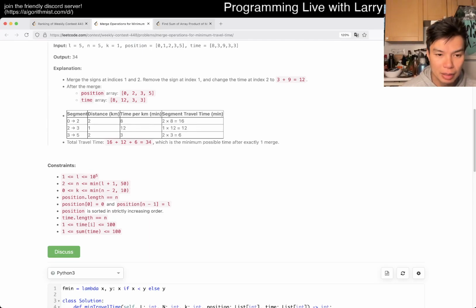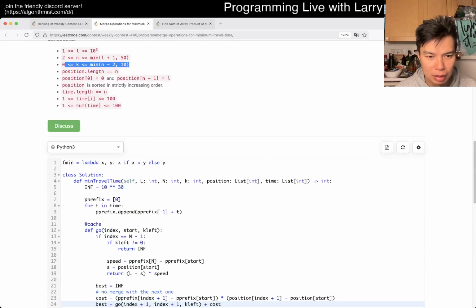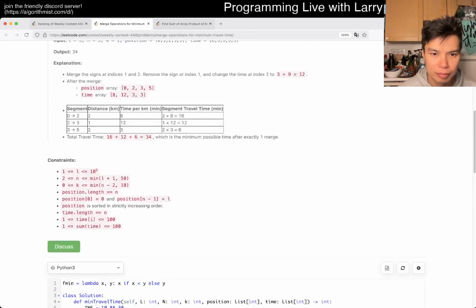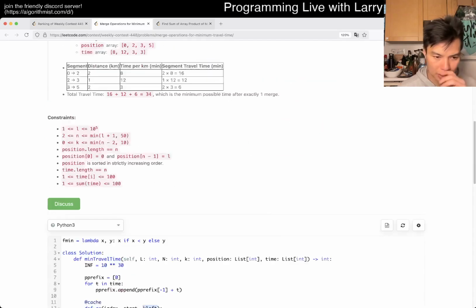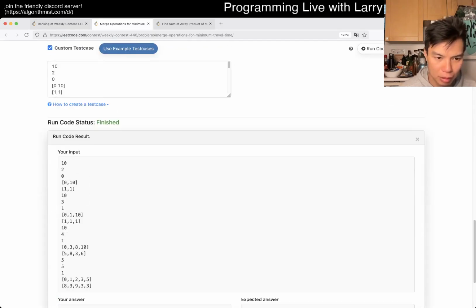K is n minus 2. Oh, also K is at most 10. So maybe I am wrong on this, or there's more optimization here on K. Because for some reason I thought K is 100. Yeah, I think I'm just confused on this entire problem.